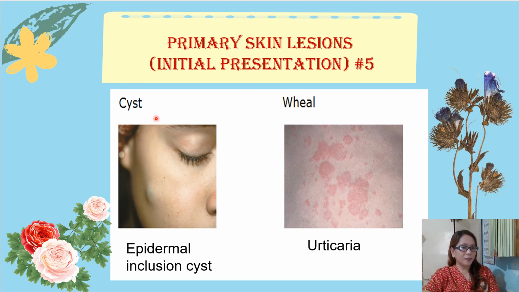Okay, the cyst. So this picture shows an example of an epidermal inclusion cyst. The cyst is a nodule that is filled with expressible material that could either be liquid or semi-liquid. And the other one is the wheal. It is somewhat irregular, no? Kita mo, irregular, often reddish or deeper brown in patients with dark complexion. So this can be seen in the patient with urticaria. So urticaria is an example of allergic reaction of the skin kapag may allergy.